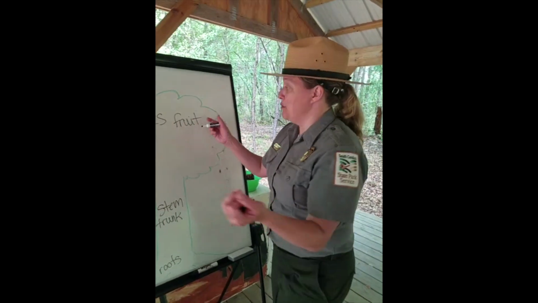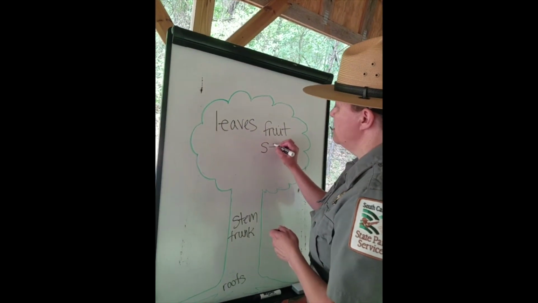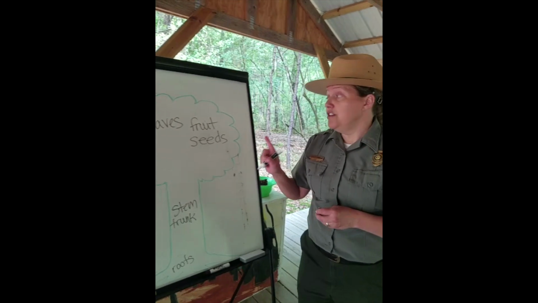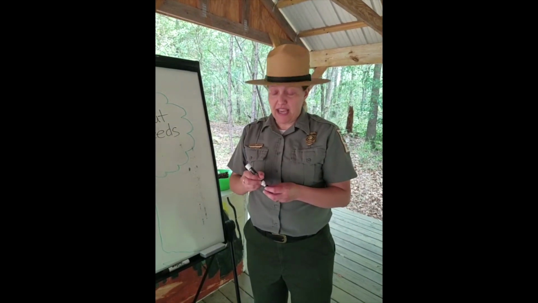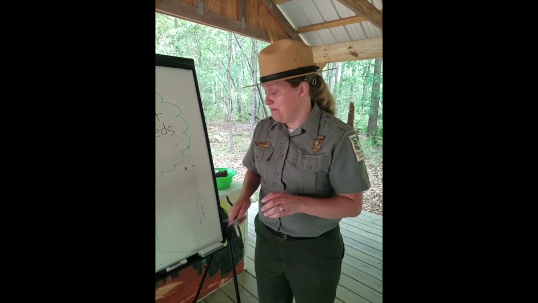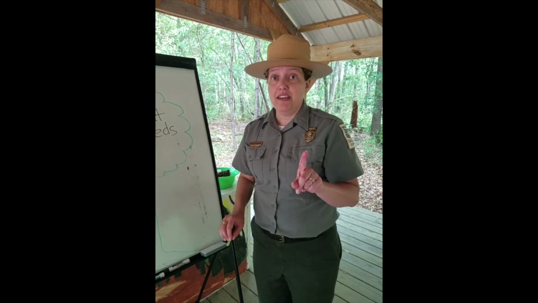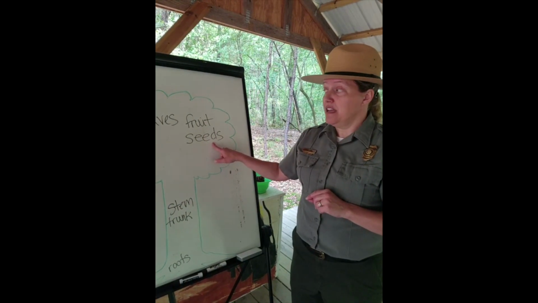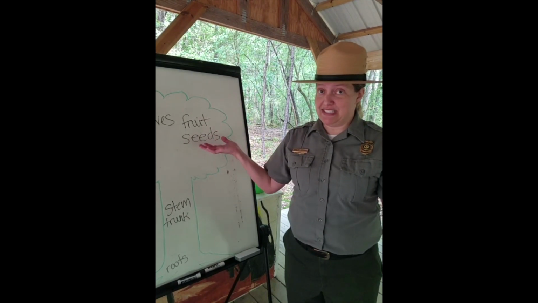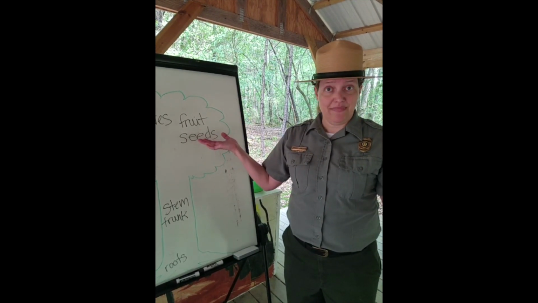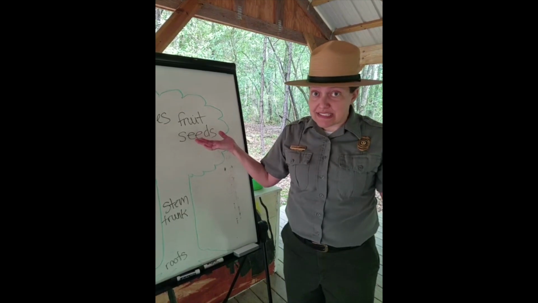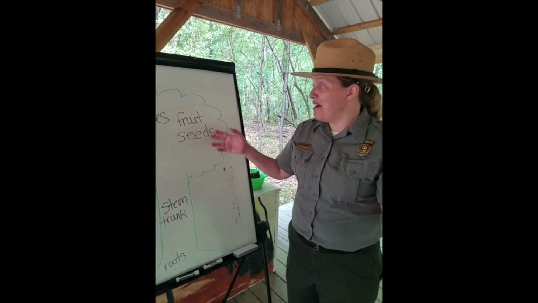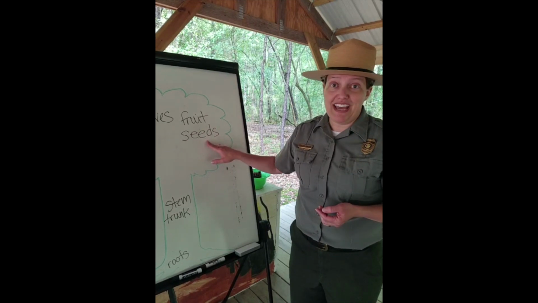Seeds. Okay, so we've been talking about all these parts of the tree and their job and how important they are. You know what? I think the fruit has the most important job of all, because the fruit's job is to protect the seeds. Yeah, because if there were no more seeds, there would be no more trees. Yeah, that's a pretty important job. So anytime you have a fruit, you're always going to have seeds.